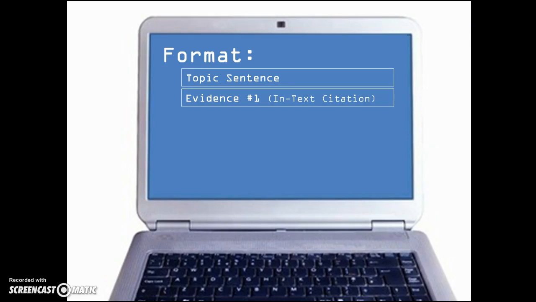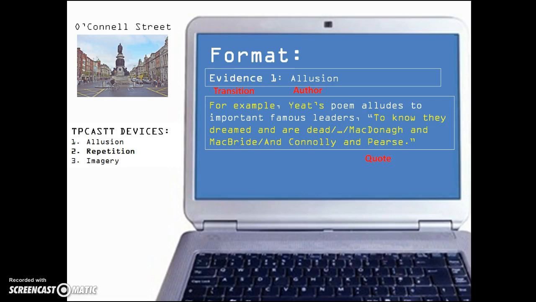Once you've written your evidence sentence, you can move on to your elaboration. When writing your elaboration, you're going to need to remember your evidence because you're now going to explain why this quote is important.